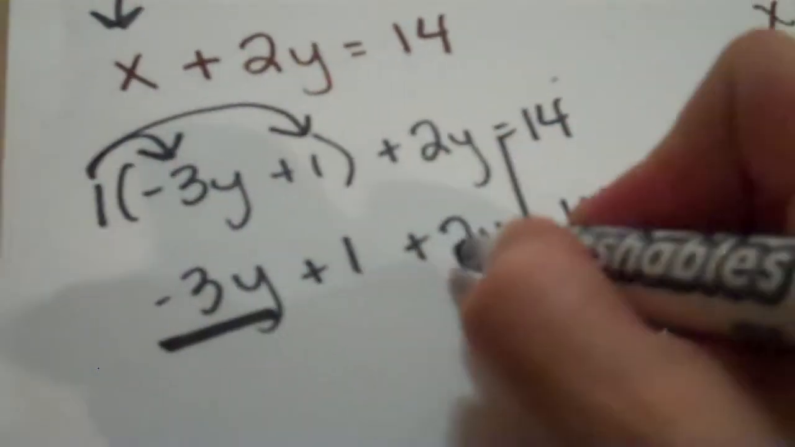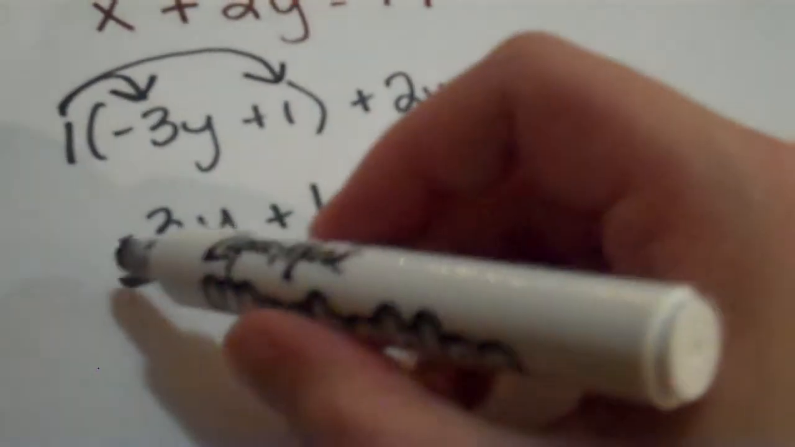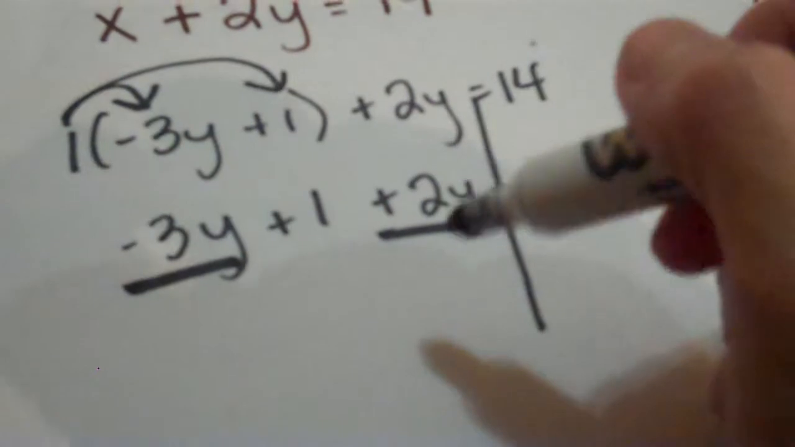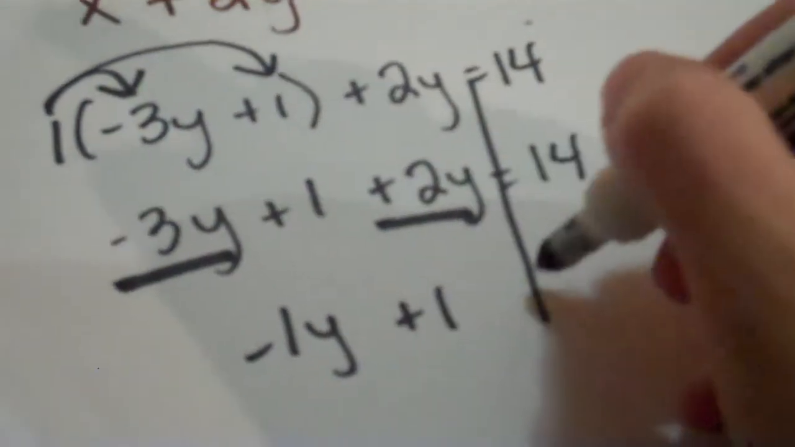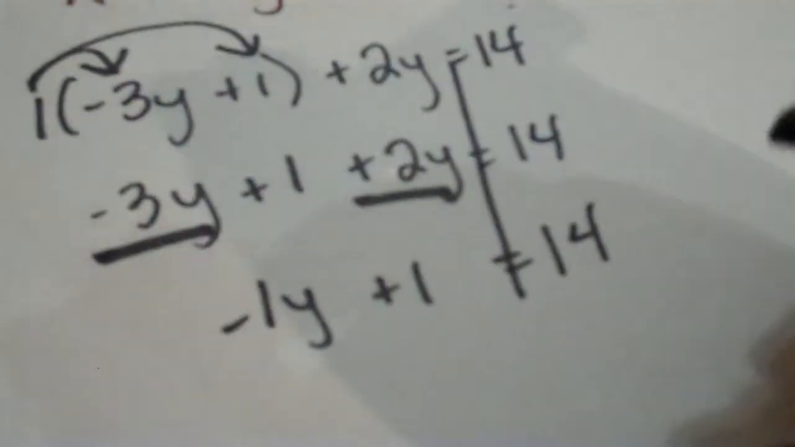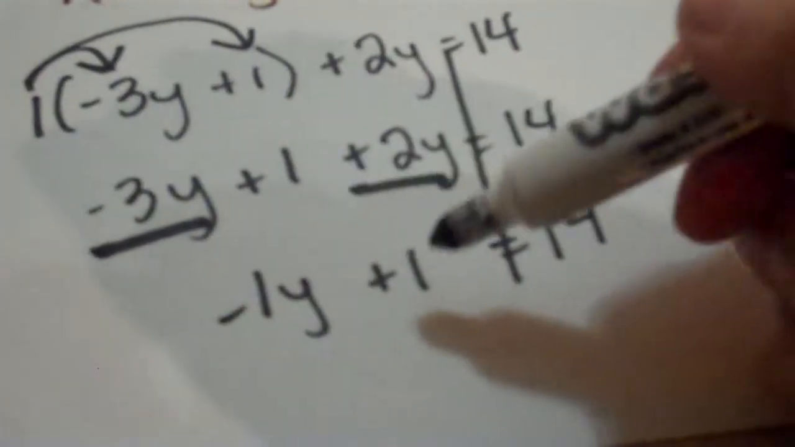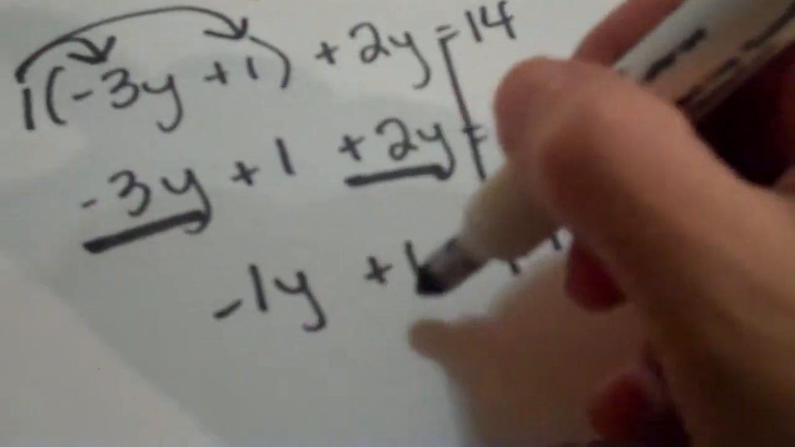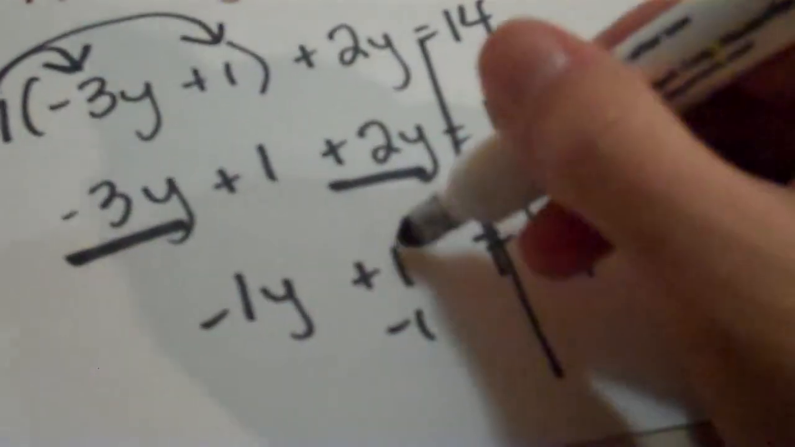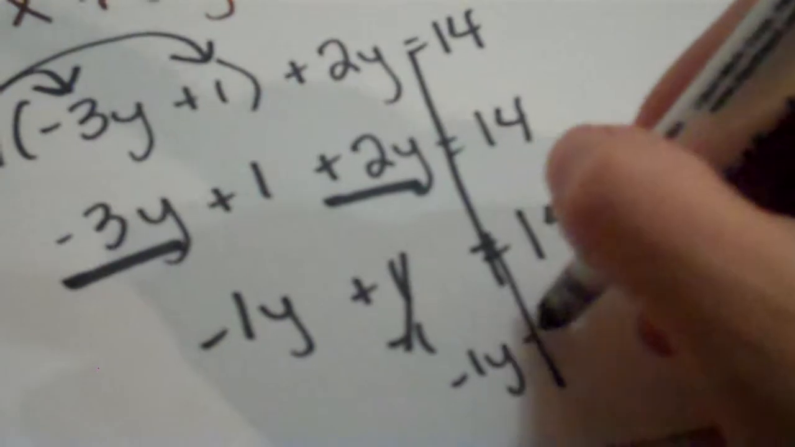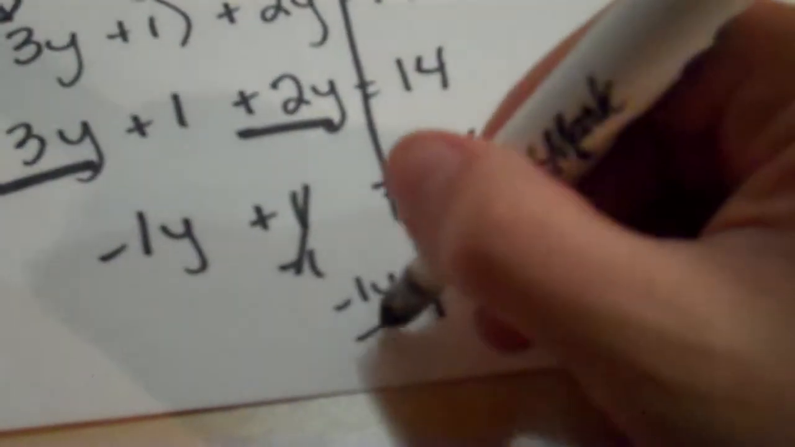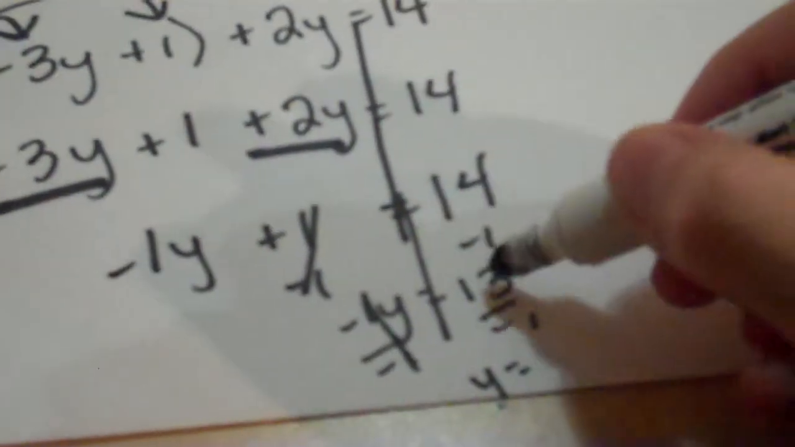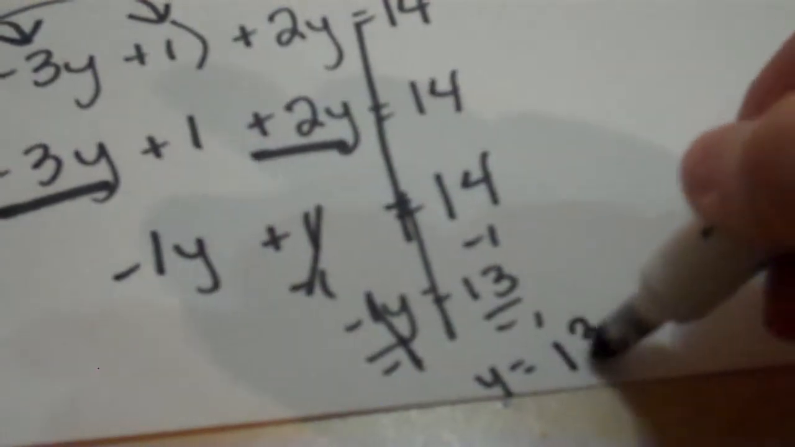I combine my like terms. This is just like solving. Negative 3 plus 2, you could use your head or the calculator, is negative 1y plus 1 equals 14. All I'm doing is solving. Your y, negative 1 is your best friend. Get rid of this one. The opposite of positive 1 is negative 1. Negative 1y equals 14 minus 1 is 13. And then we divide everything by negative 1. Y equals 13 divided by negative 1 is just positive 13.